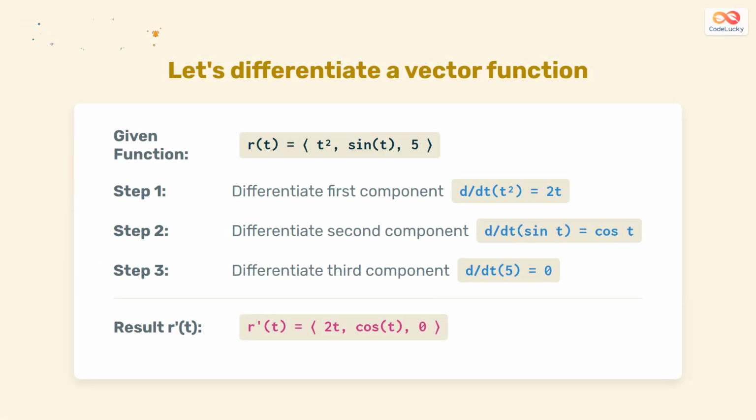Let's try a concrete example. Suppose we have the function r of t equals t squared, sine of t, and the constant 5. To find the derivative, we go component by component. The derivative of t squared is 2t, the derivative of sine t is cosine t, and the derivative of the constant 5 is 0. So, our result r' of t is the vector 2t, cosine t, 0.